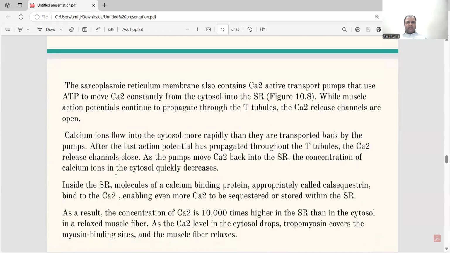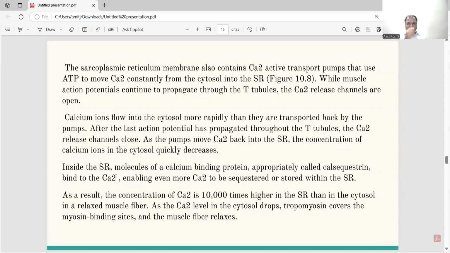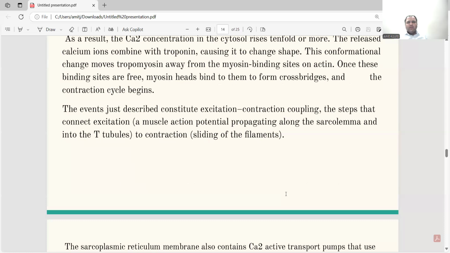Again, you can go with this slide. Okay, you can take a snap of this. When in the relaxed state, the calcium ion concentration is 10,000 times higher in the sarcoplasmic reticulum than in the cytosol, and at that stage relaxation will occur. So I hope you have understood this topic.